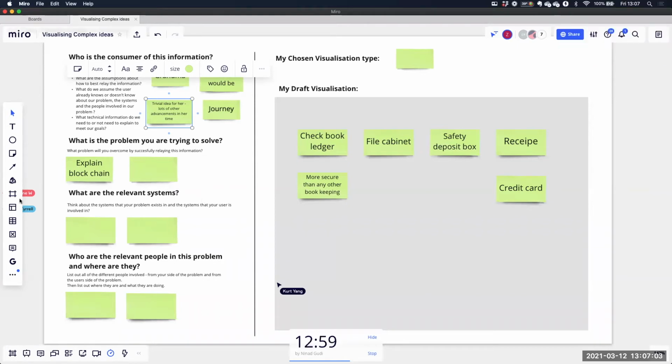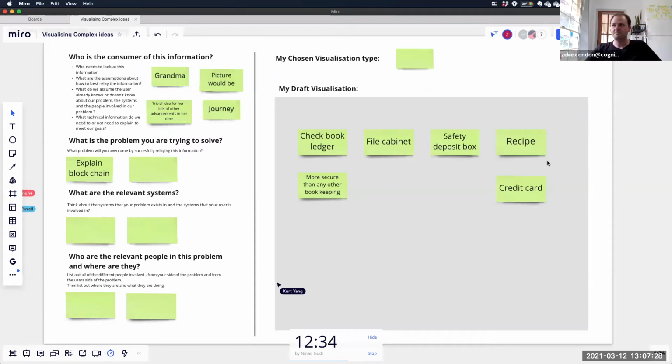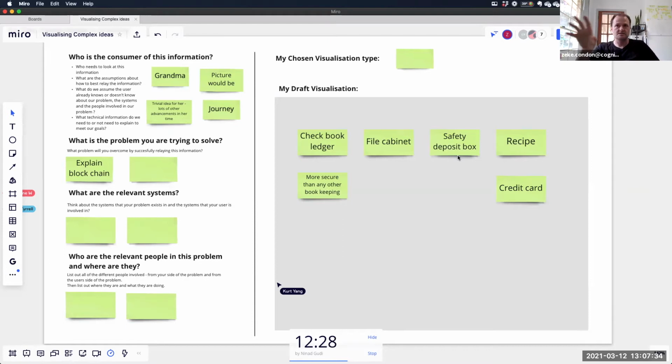Hey, Zeke, as the room has been talking, I put these 5 Post-it notes in the main gray area, right? A checkbook, ledger, a file cabinet, a safety deposit box, her favorite cookie recipe, and a credit card. In theory, these are all things she has played with or has hung out with. And I think they're metaphors for some of the concepts in blockchain land that I just couldn't help but put down as people were talking. No, that's awesome, man. And so those are great ideas to get you started, right?